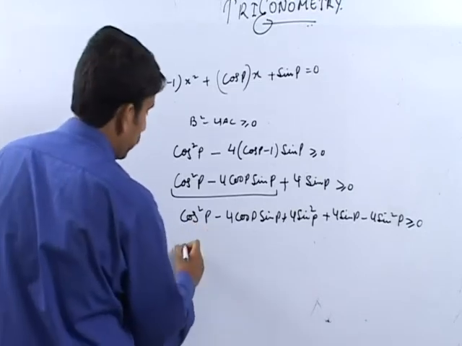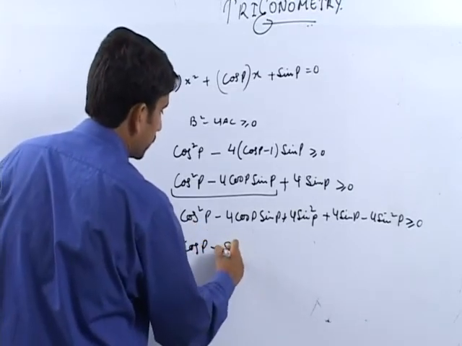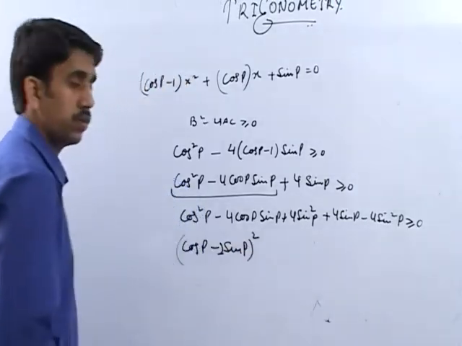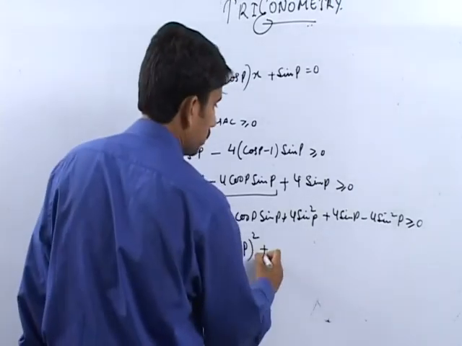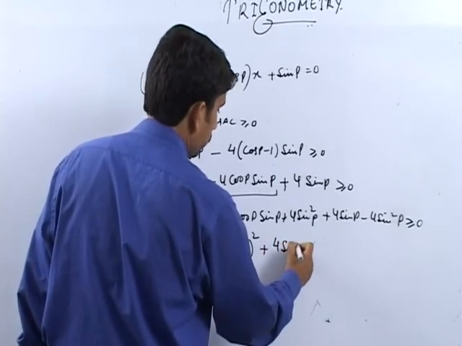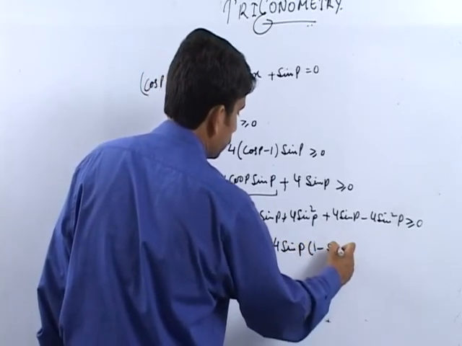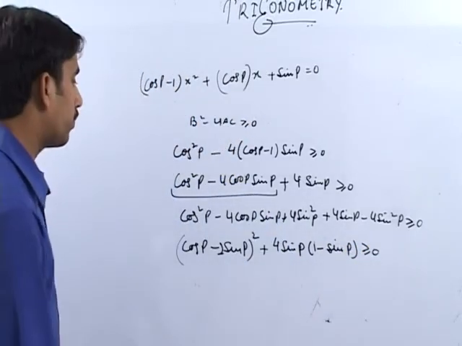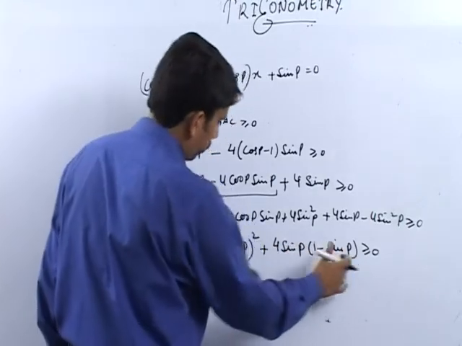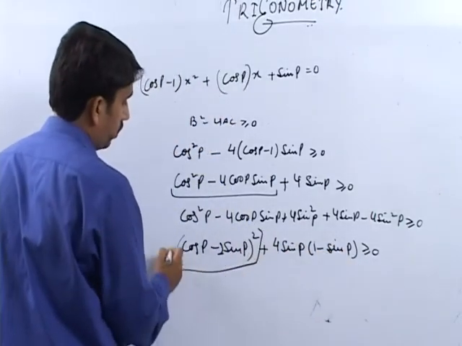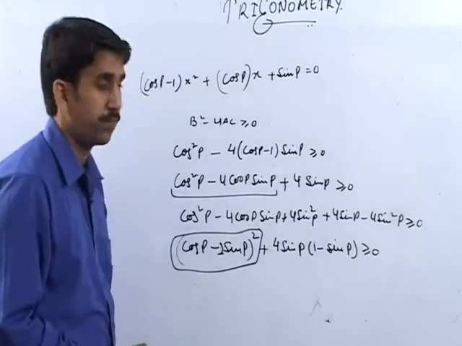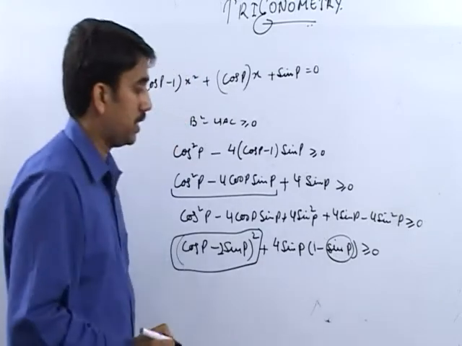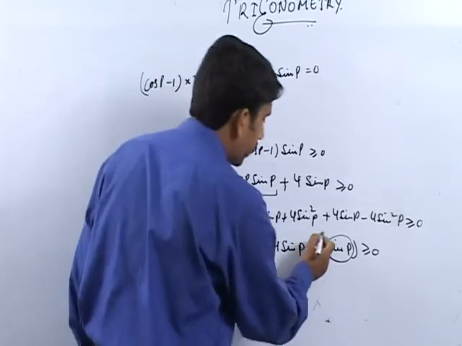Now this will be (cos p minus 2 sin p) the whole square plus 4 sin p (1 minus sin p) greater than or equal to 0. Now the whole of this expression should be greater than or equal to 0. You know that this is a square, therefore this will always be greater than or equal to 0. And since sin p is less than or equal to 1, therefore this factor cannot be negative.